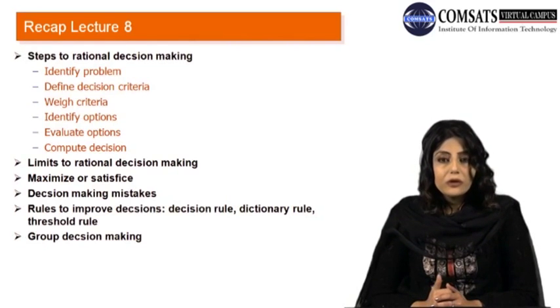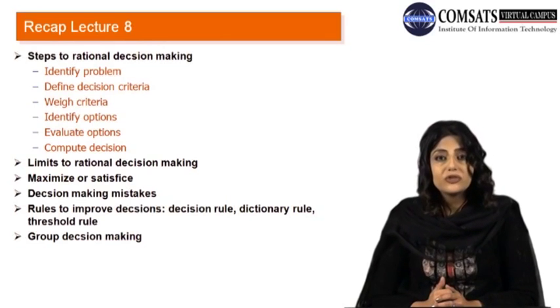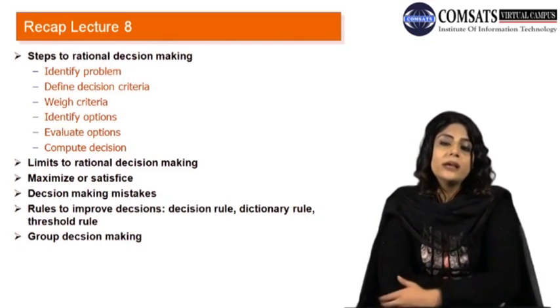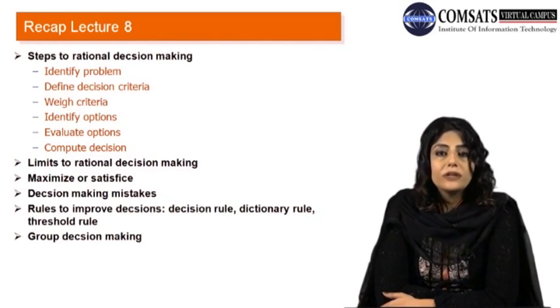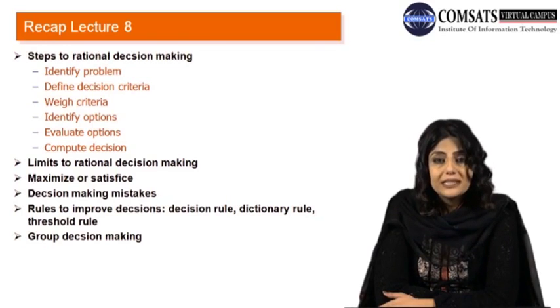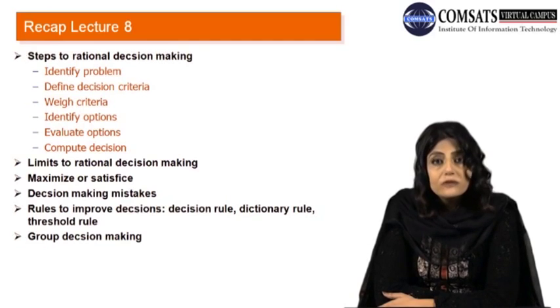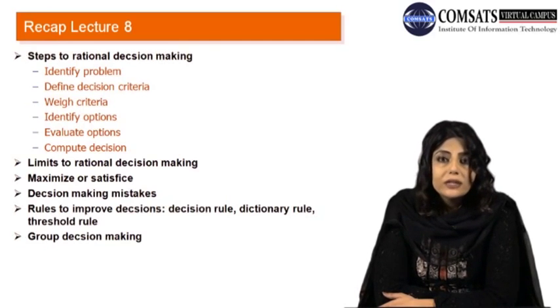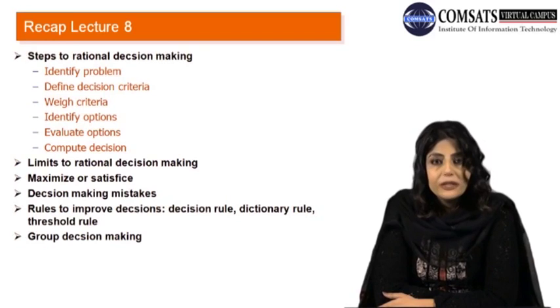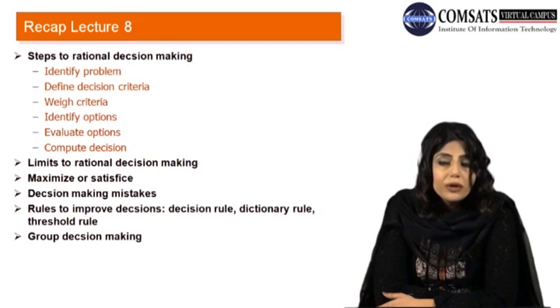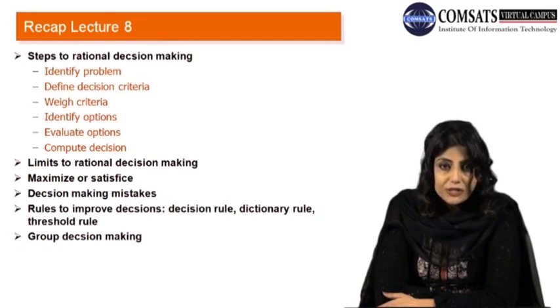Then we looked at the different limitations to rational decision making, the process that we discussed. We also discussed that there are certain limitations to that process, and those limitations can occur in the form of a deficit of resources. The resources can be physical, material, human, or technological, so they can be all kinds of resources, both tangible and intangible. They can put limitations on rational decision making by managers, right?